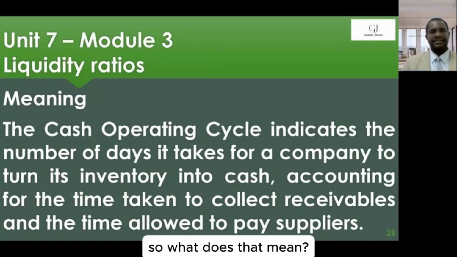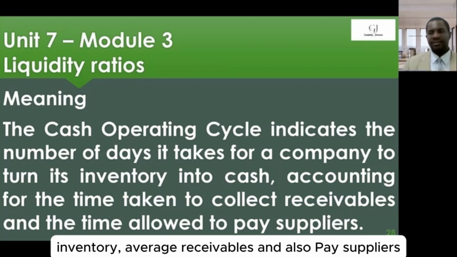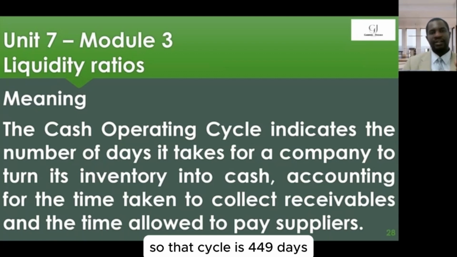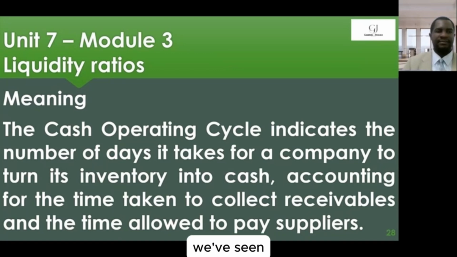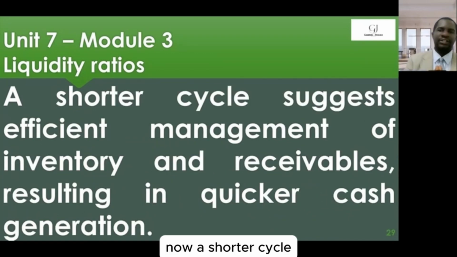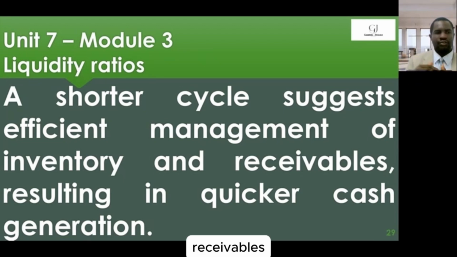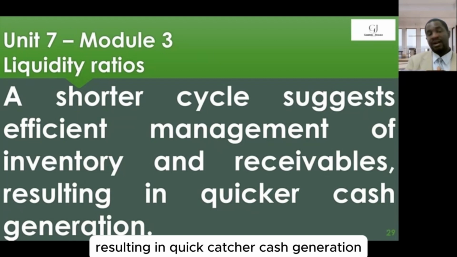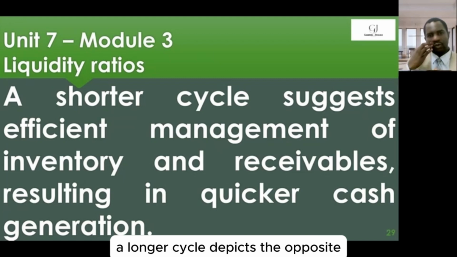So what does that mean? It indicates, like we said, the number of days it takes the company to convert inventory, average receivables, and also pay suppliers. So that cycle is 449 days approximately for the company we sent. Now, a shorter cycle suggests efficient management of inventory, receivables, resulting in quicker cash generation. So shorter cycle is better. A longer cycle depicts the opposite.